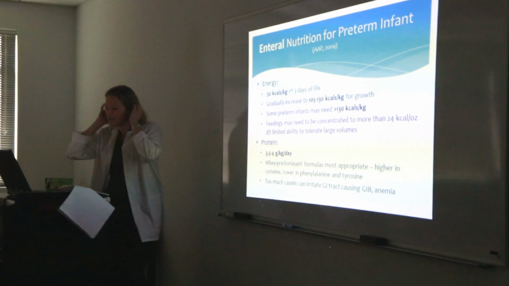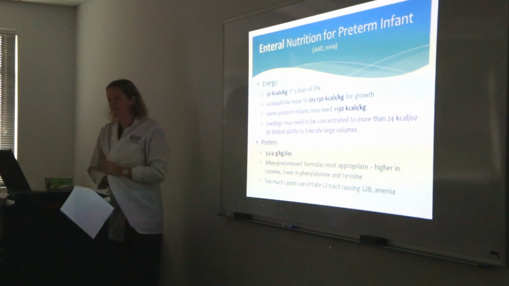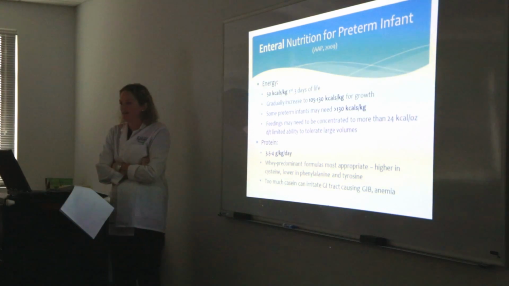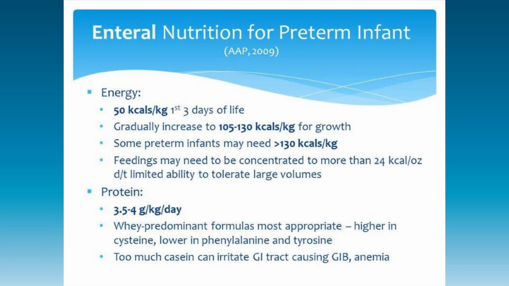Enteral nutrition. These numbers are a little bit different. They're going to be a little bit higher, just because of the loss of some of the nutrients through the GI tract. So 50 calories per kilogram for the first few days of life, then you're going to increase up to 105 to 130 calories per kilogram. Some preterm infants might actually need more than that 130, so you have to monitor, make sure they're gaining weight like they should be, and if they're not, then you need to bump it up.